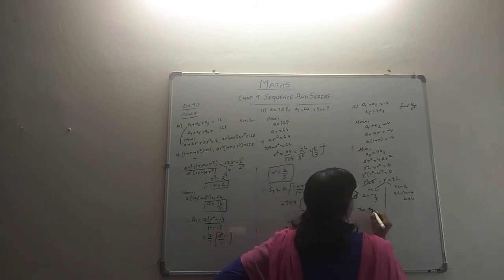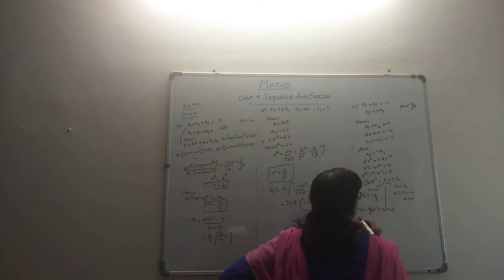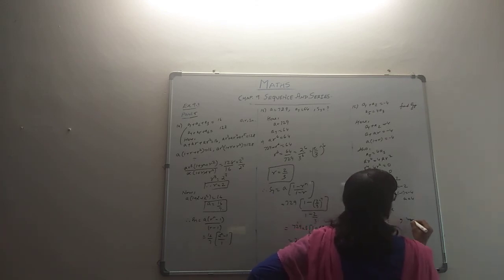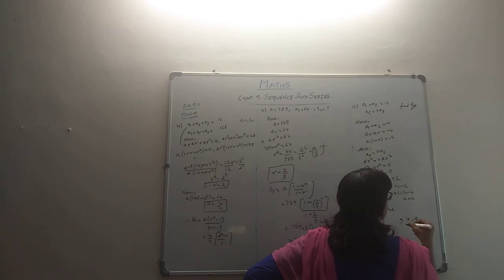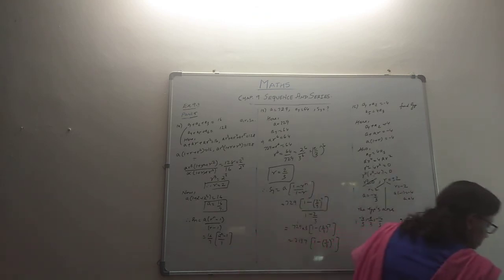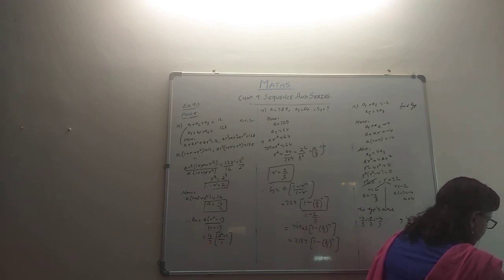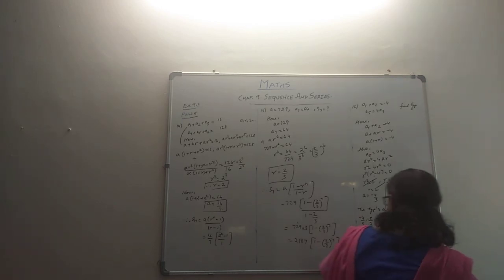The GPs are, first case, minus 4 by 3, into 2 minus 8 by 3, into 2 minus 16 by 3 and so on. And here it is 4, into minus 2 is minus 8, into minus 2 is 16 and so on. So that's our GPs in both the cases. If I could quickly do a cross checking. Yes, that's about it all.